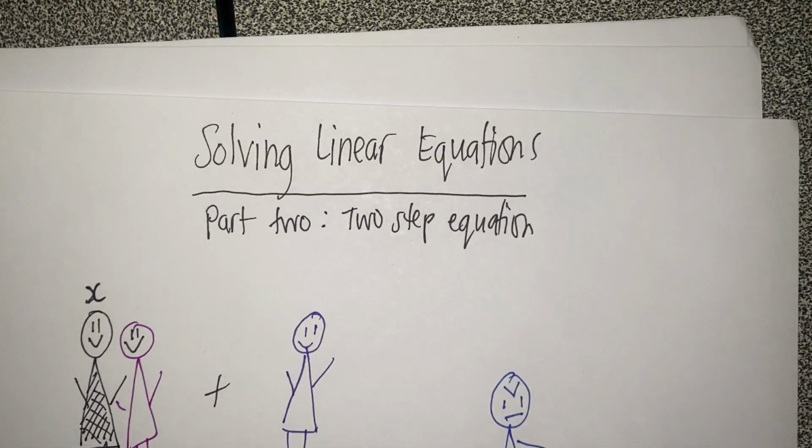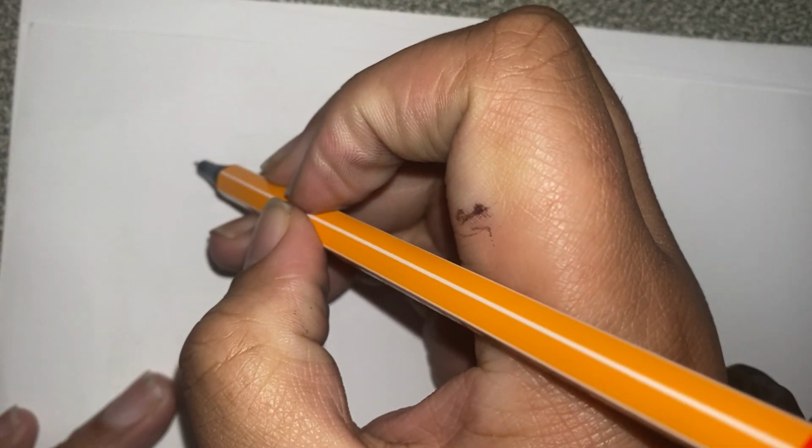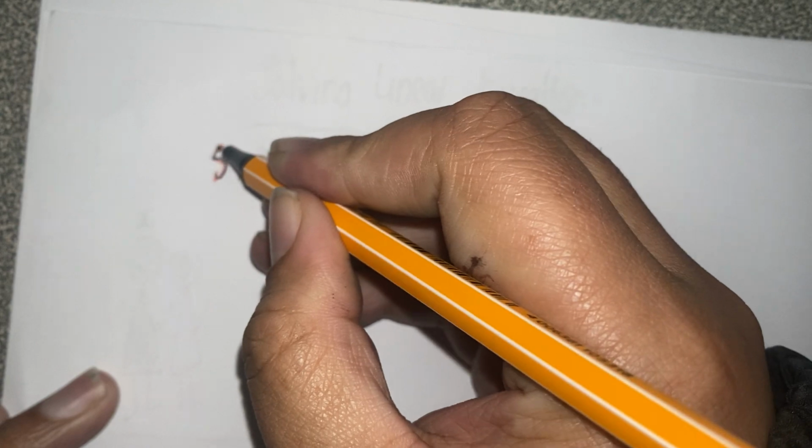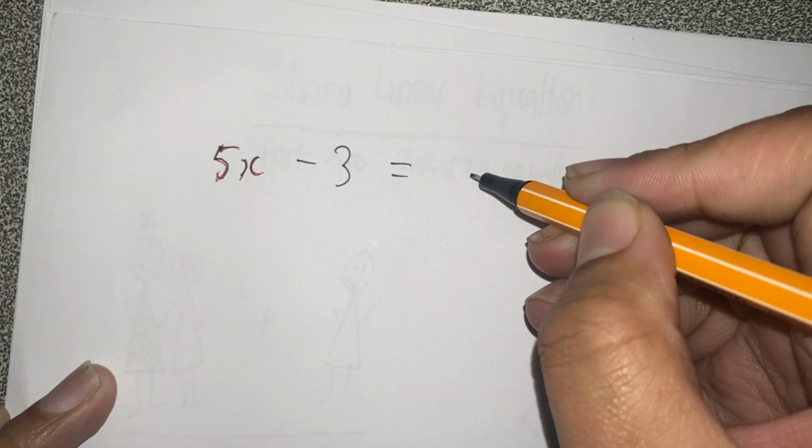Now let's look at an equation. Let's save some paper and use the other side. Our first equation is 5x. I should have used black. Sorry. 5x minus 3 equals 16.